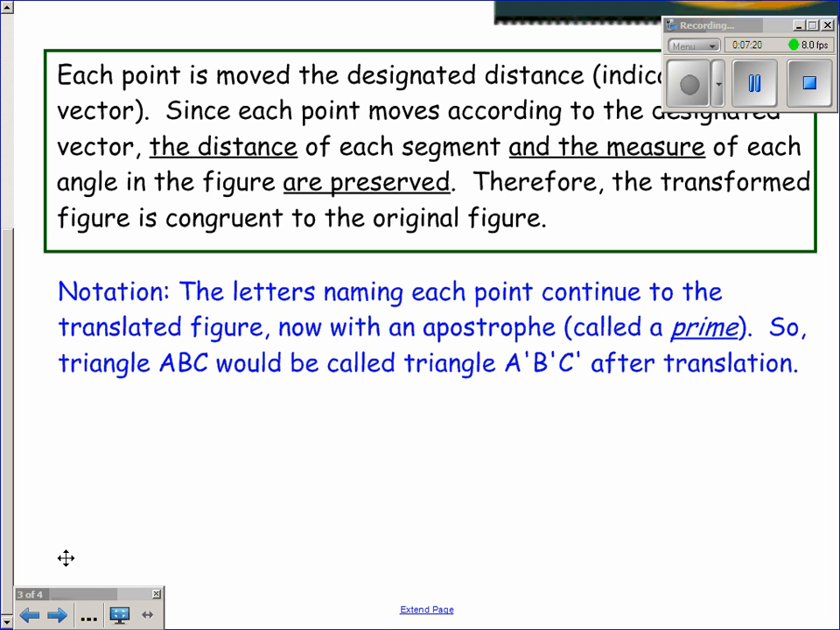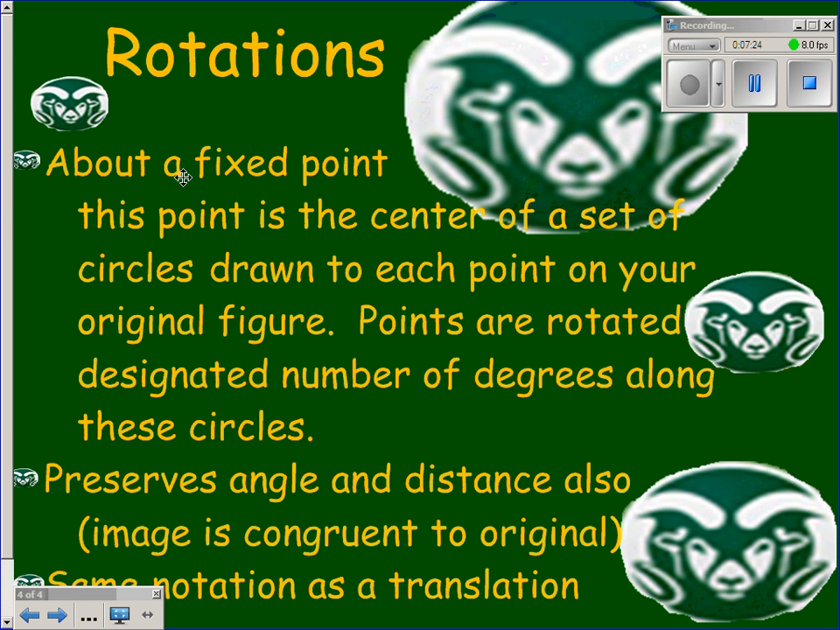Okay, so we're going to move on and talk about rotations. Rotations go about a fixed point, and this point is the center of a set of circles drawn to each point on your original figure, which is kind of confusing. So let me show you a little bit about what I mean. The points have been rotated a designated number of degrees along these circles.